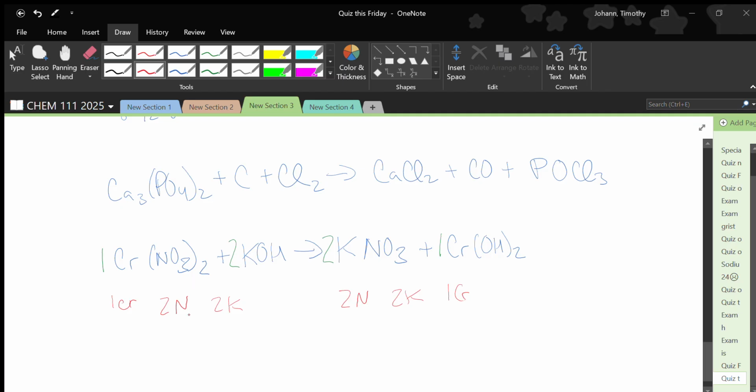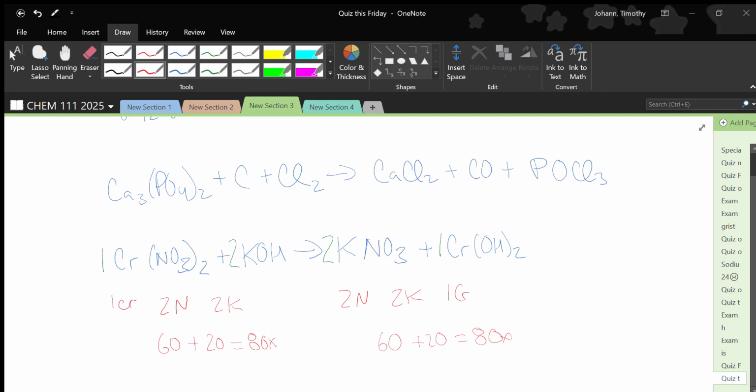And then oxygens, always the troublemaker. How many oxygens over here? I have 2 times 3 for 6 oxygens in this compound, plus I have 2 times 1, right? Okay, plus 2 oxygens here to give me 8. I'm going to write ox so we don't think it's 80. And then over here, I have 2 times 3 for 6 oxygens, and I've got 1 oxygen here, but there's 2 of these hydroxides, right? So I have 2 oxygens over here. So 8 oxygens on both sides. So that was good.